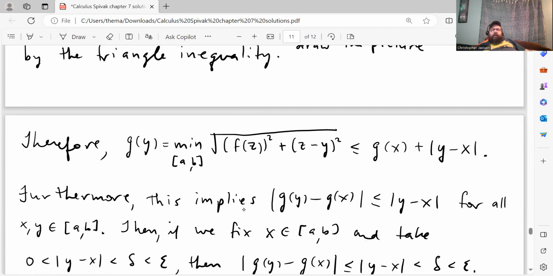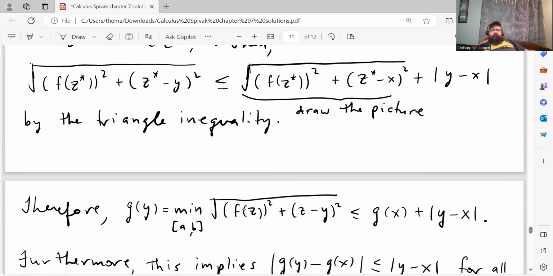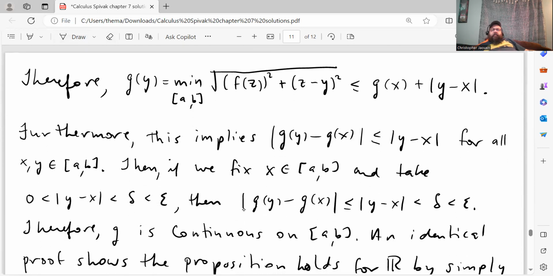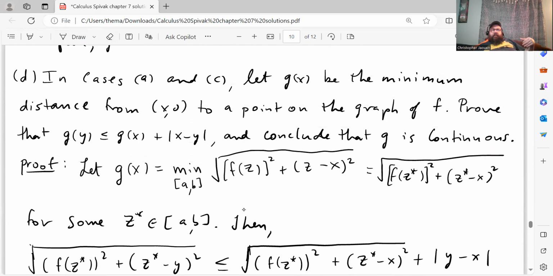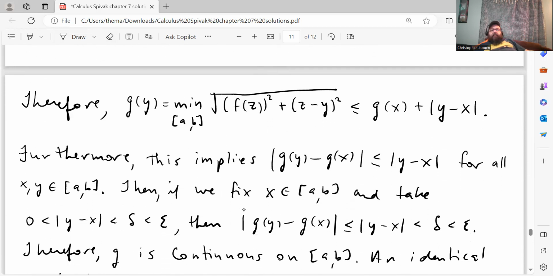Therefore, g(y) = the minimum over the closed interval [a, b] of sqrt(f(z)^2 + (z - y)^2) is less than or equal to g(x) + |y - x|. That's because this thing here is g(x). Furthermore, the other part of the question was that he wants us to conclude that g is continuous, so we can prove that now that we have that result.